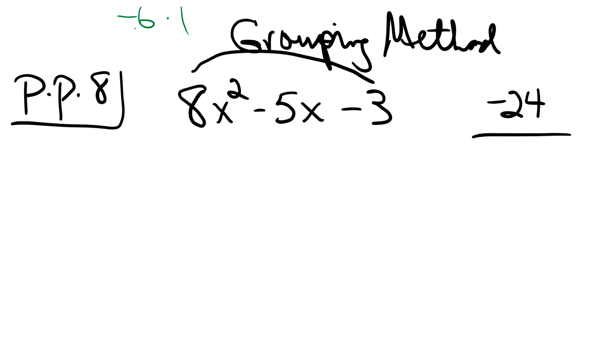All right, I need 2 factors of negative 24 that add up to be negative 5. Okay, so that means I'm going to pick 8 and 3 because there's a difference of 5. And now I've got to determine which one's negative. And it would be the 8 would be negative. So it would be negative 8 and 3 equals negative 5.